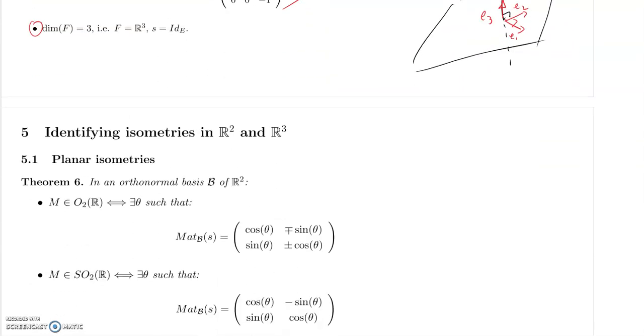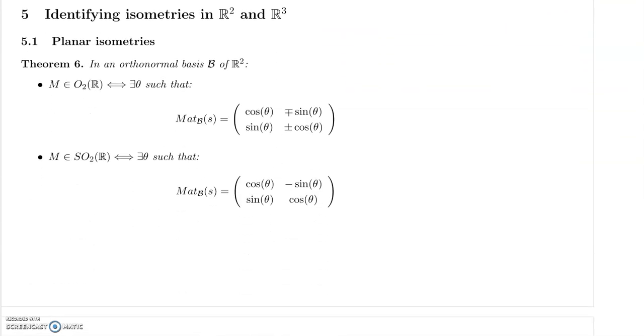And next, we are going to identify in general isometries in R2 and R3. That's going to be for the next videos or even class. Thank you.